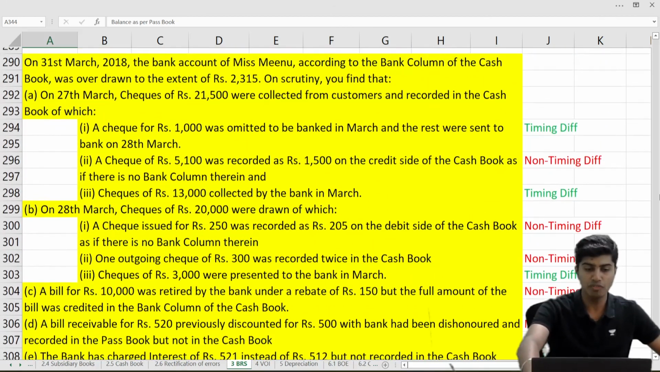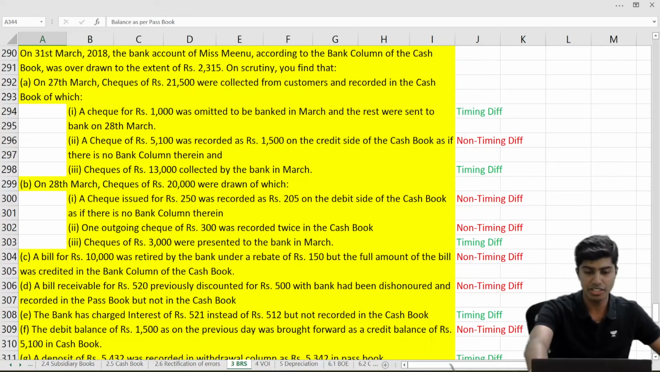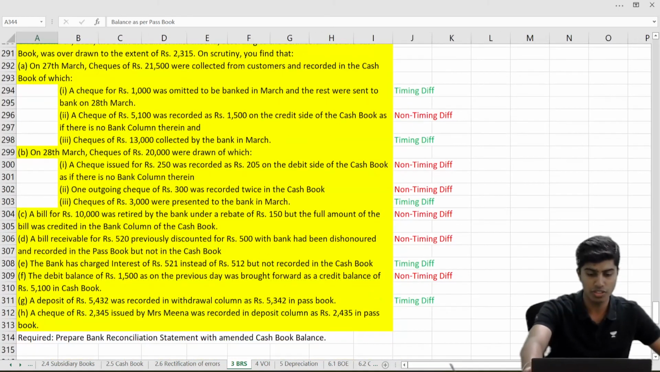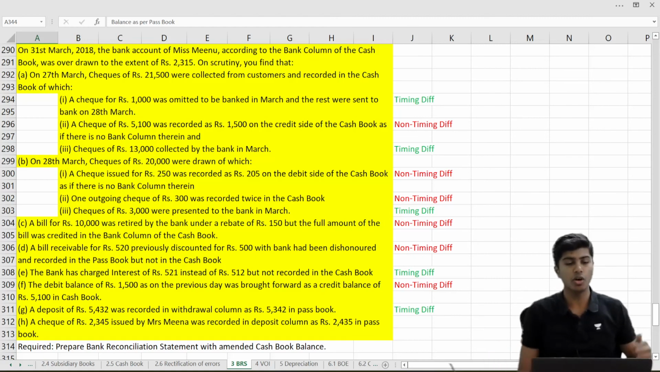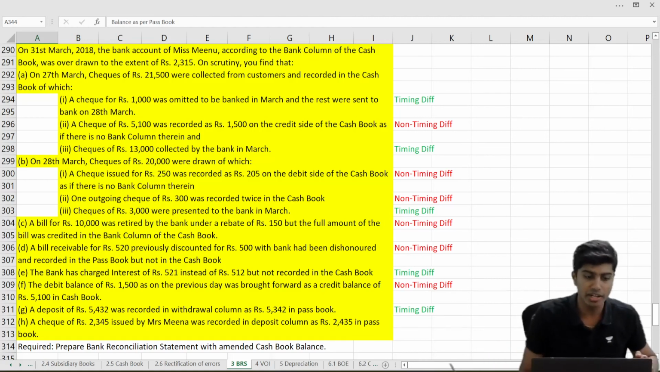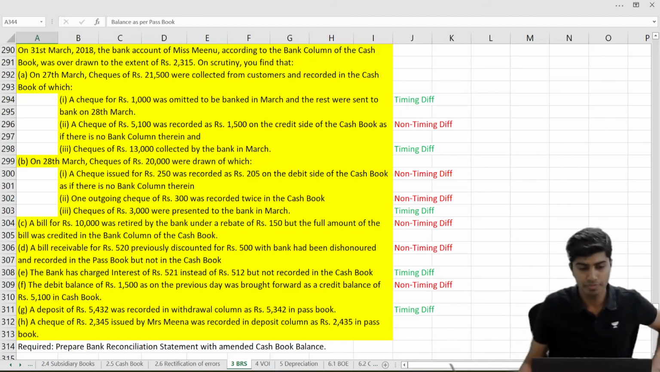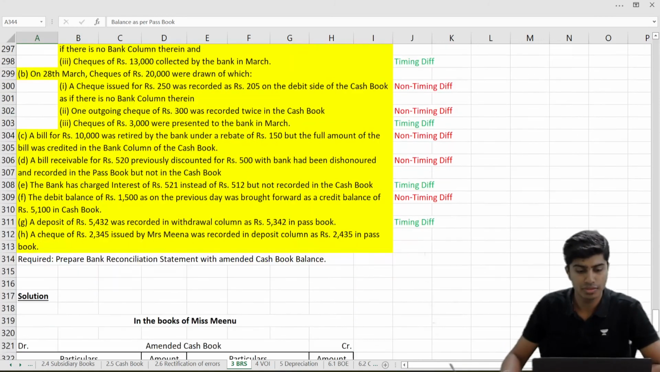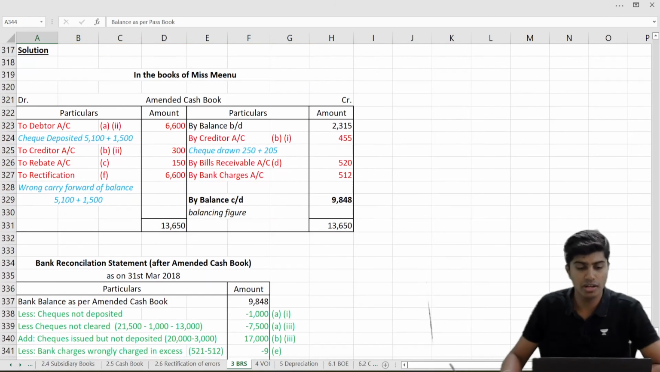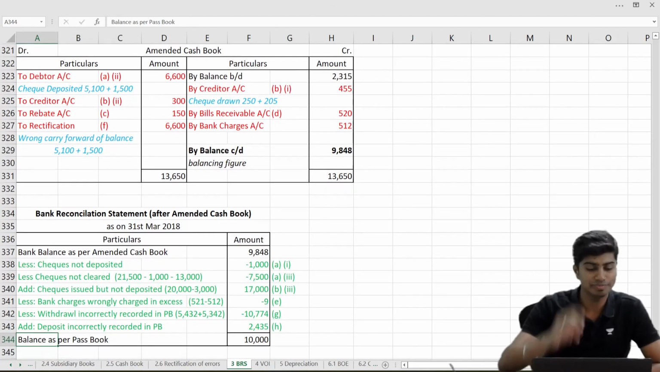I would show the question for a brief moment for those of you who want to take a screenshot. It's a very interesting question. You guys can take a screenshot of this question. If you do want access to this Excel sheet, you can drop me a message and I'll be more than happy to share this file with answers with you all. So here you go. This is the question that we just discussed. Here is our amended cash book and BRS for this question.